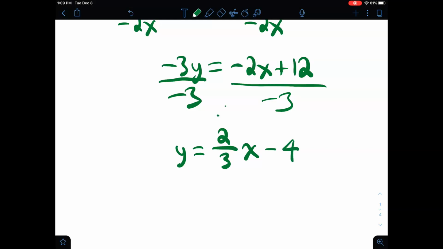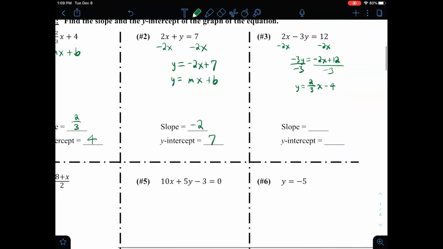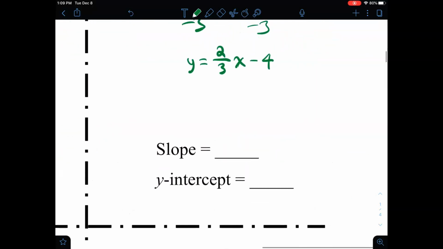Do not put 0.66x like this. We want to keep the fraction because if we're graphing these kinds of things, you want the fraction. It's going to be really hard to graph something that's in a weird decimal. Okay, so this is actually our final answer. This is y equals mx plus b. So what's our slope and our y-intercept? Well, our m is going to be 2/3 and our b is going to be negative 4.